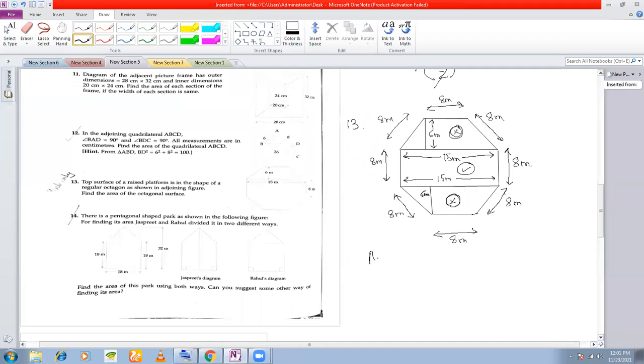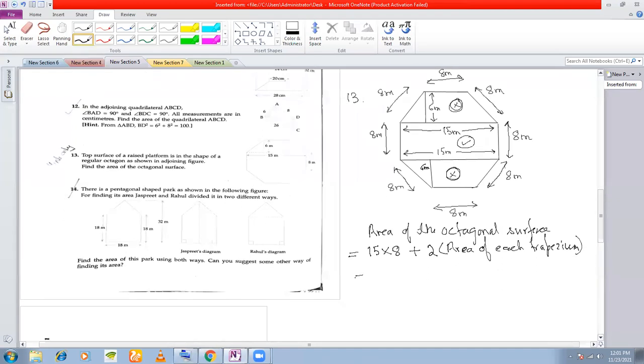Okay, so what should be the area of the octagonal surface? First, if you see the rectangle in the middle, what is the length of the rectangle? 15. So length into breadth. Breadth of the rectangle is 8. So this completes the area of the rectangle plus twice the area of the trapezium, because there are two trapeziums. Area of each trapezium. Right? All of you agree? Yes, sir. Okay.